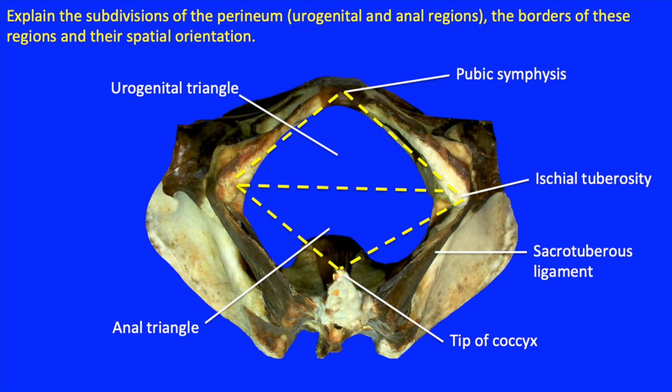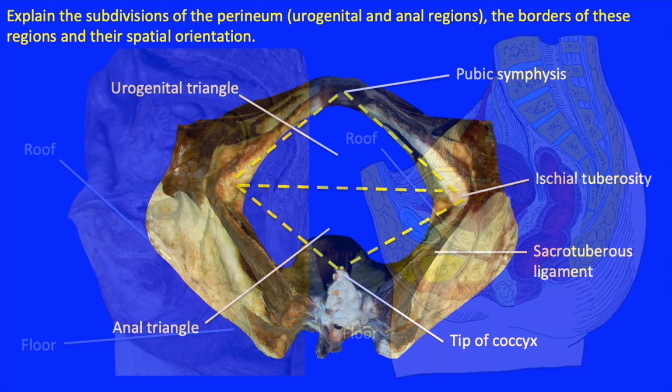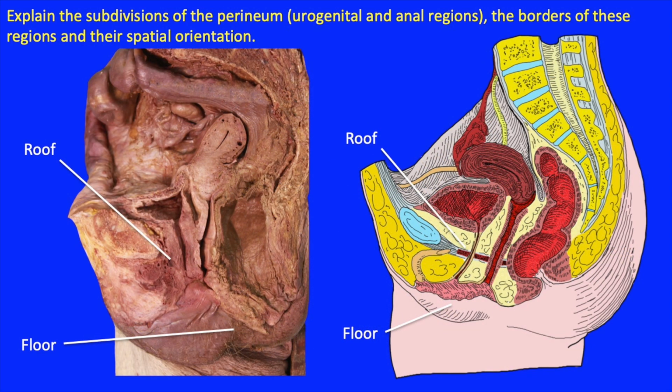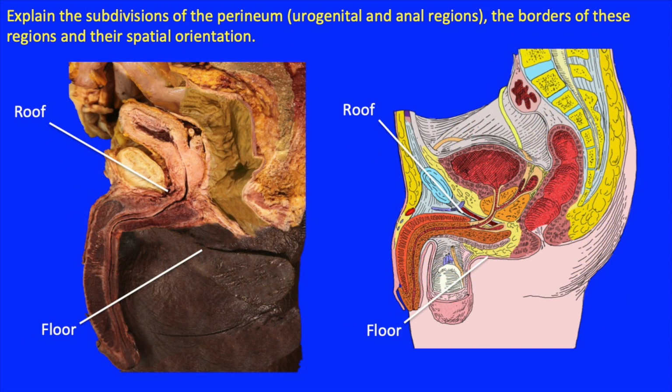If we were to draw an imaginary line between the two ischial tuberosities, we would create two triangles. Anteriorly is the urogenital triangle, and posteriorly is the anal triangle. If we look at a sagittal section of a female pelvic dissection, shown on the left, and a drawing of a similar section shown on the right, we can now discern the superior and inferior boundaries of the perineum. The floor is the skin, the roof is basically the pelvic floor, the levator ani muscle. And the same holds true for the male perineum as well.